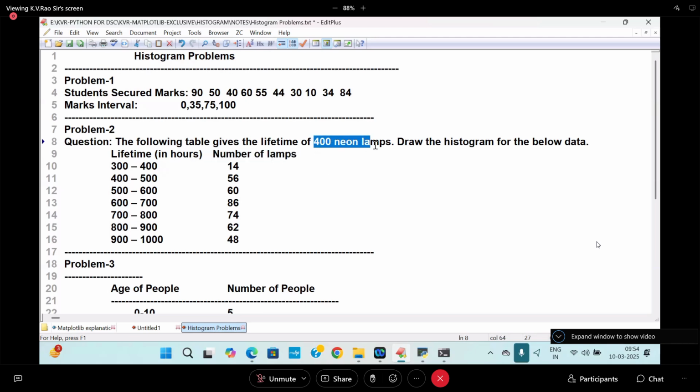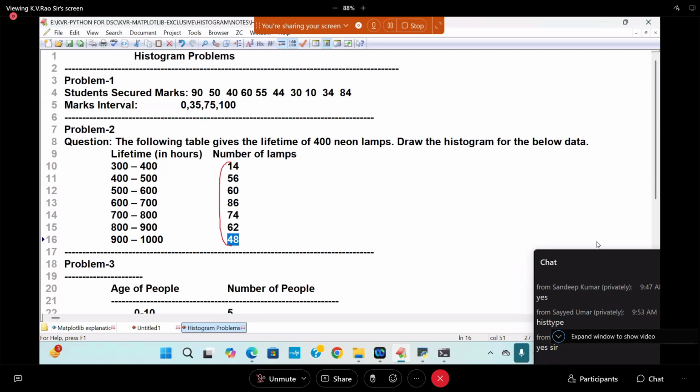Out of 400 neon lamps, lifetime in hours, 300 hours to 400 hours, how many lamps will come? 14. But that 14 is called frequency. What is this, 400 to 500? 56 lamps are coming. Next, 500 to 600, what will come? 60. 600 to 700 gives this one, this one, and this much. If I add these entire values, what is the sum? 400 only.